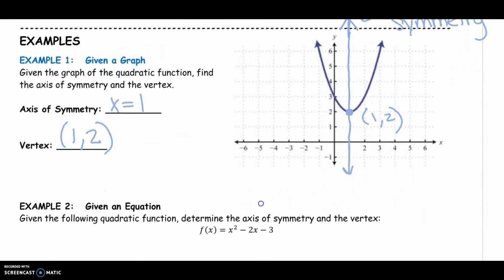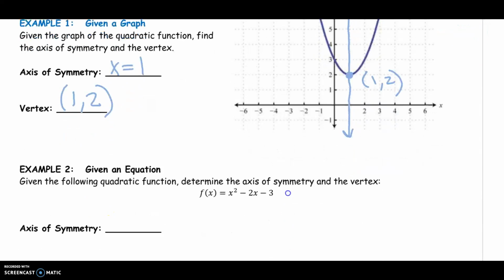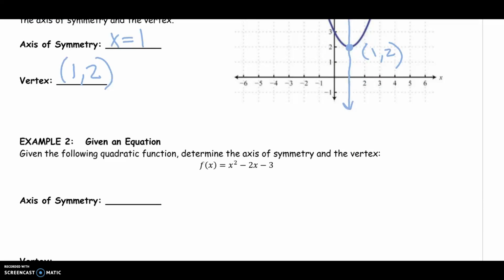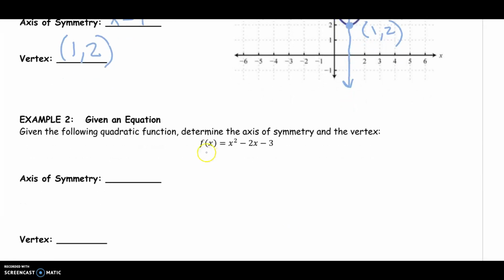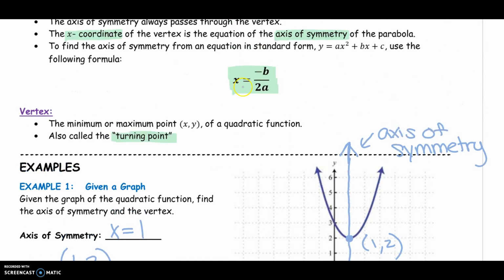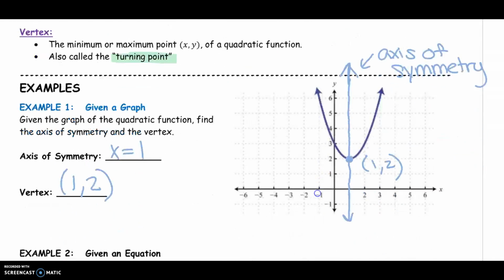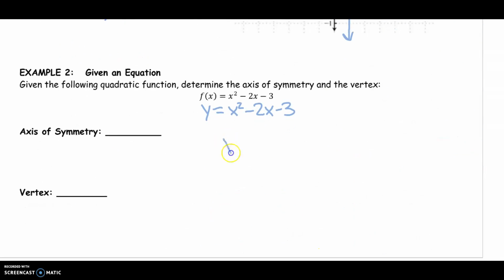Okay, so now let's say we're given an equation for a quadratic function. So for example, f of x equals x squared minus 2x minus 3. So we could graph this. We could plug this into our calculator as y equals x squared minus 2x minus 3, and you could take a look at your table and find the turning point. But we do have a formula to find the axis of symmetry algebraically. So the formula is x equals negative b over 2a.